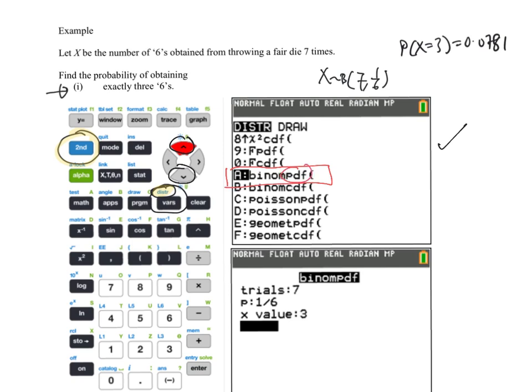When you press enter, trials would be the number of trials, and p will be the probability of success. x is what you want to find. Over here, we are looking at x equals 3, so you press 3. After which, there's a word paste, you enter paste, and you will go back to the normal screen and you should get 0.0781.